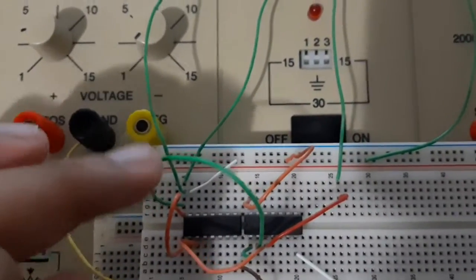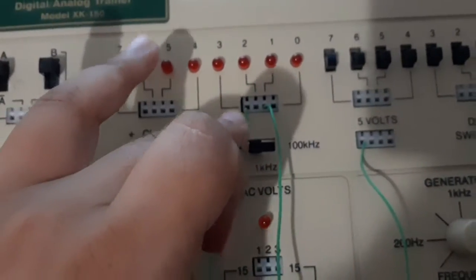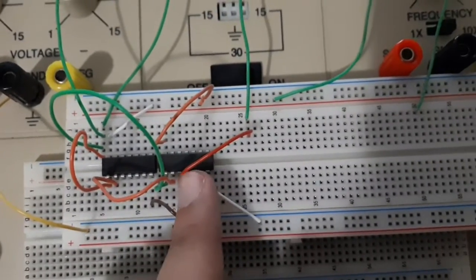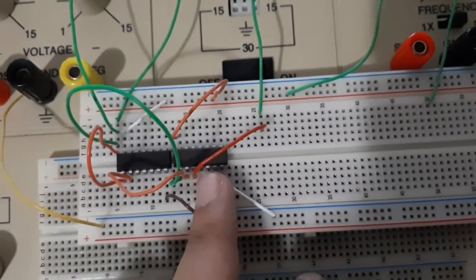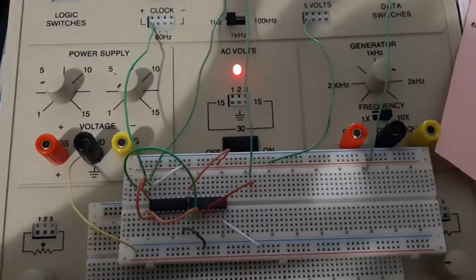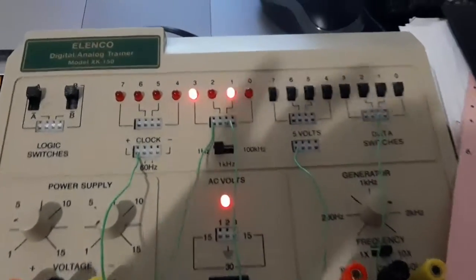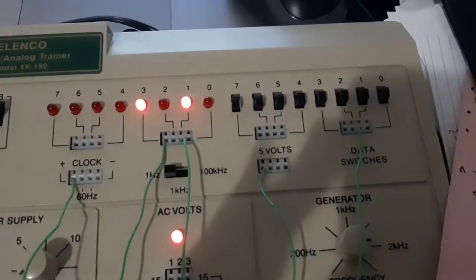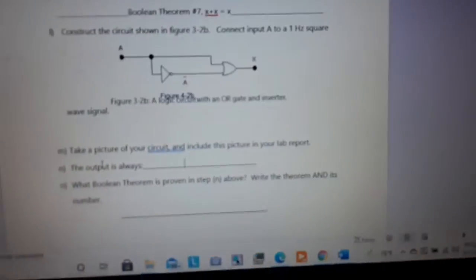This signal still has an LED connected to it, LED number 3. The output of the OR gate, which is right here, is connected to this LED, LED number 1. So now I'm going to turn on the circuit. And we have LED number 3 blinking, which is the square wave, and LED number 1 is solid. So the output is always high.